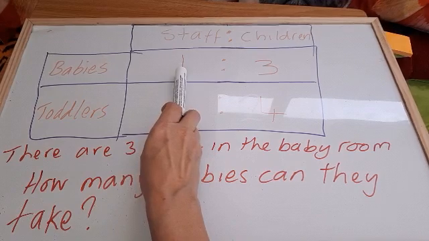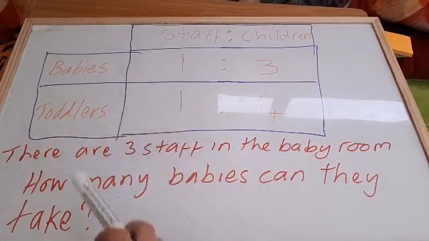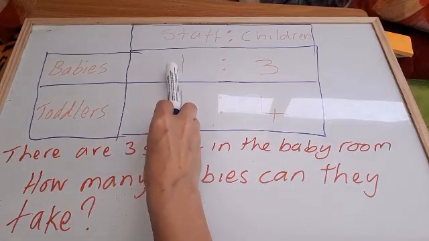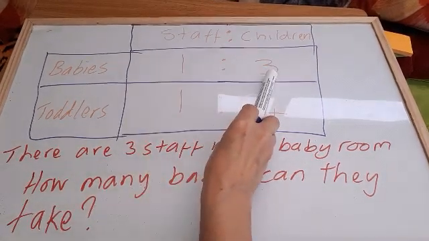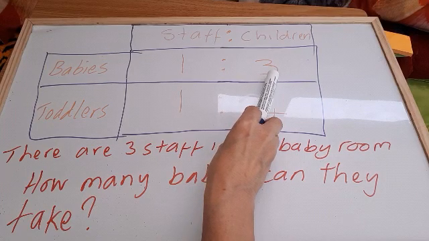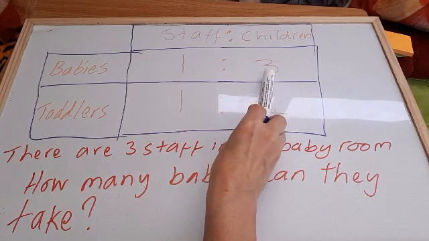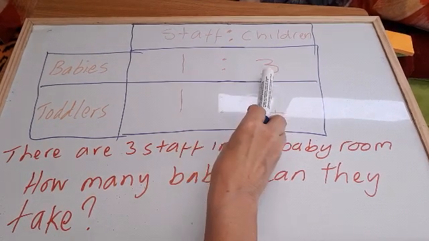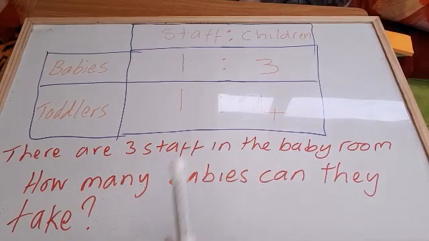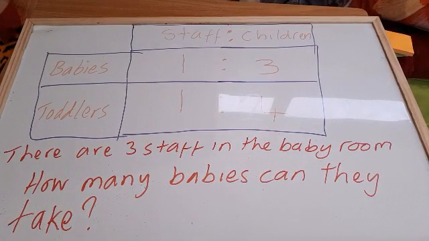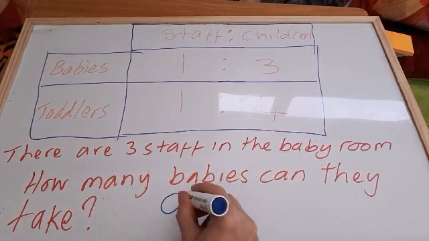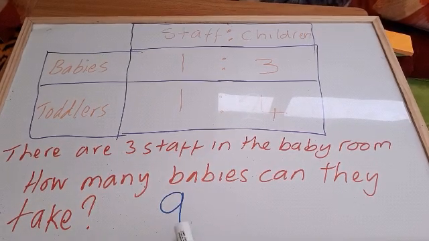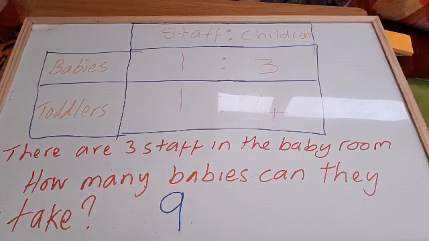How many babies can they take? Well, we know that they've got 3 staff and they can have 3 children for every member of staff. So we're going to times the 3 by 3. 3 staff times 3 means that they can have in the baby room 9 babies. No more, but they could have less, but they can have a maximum of 9 babies.